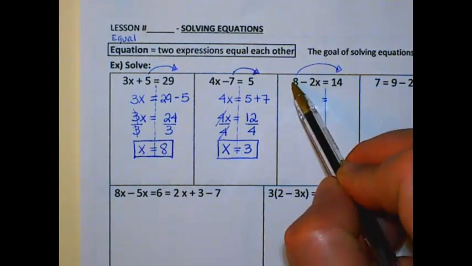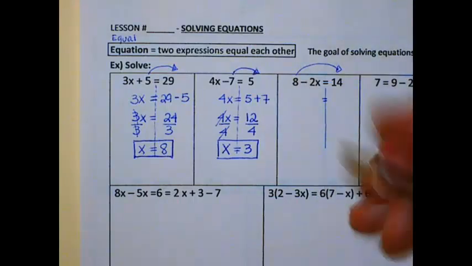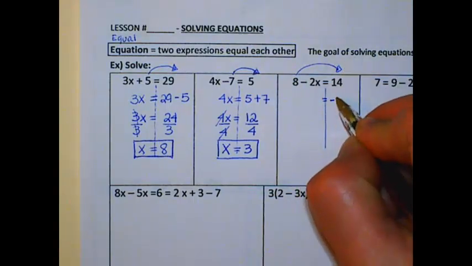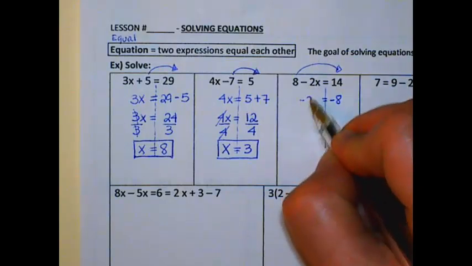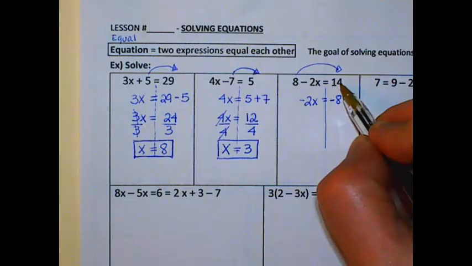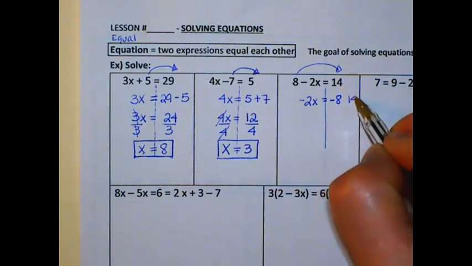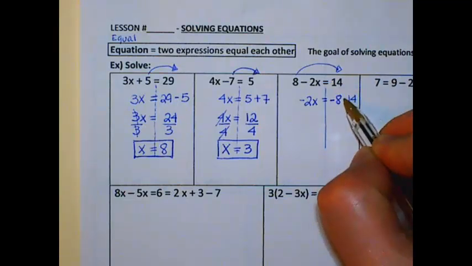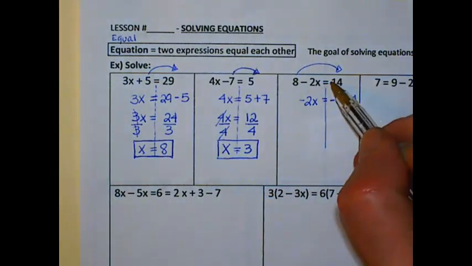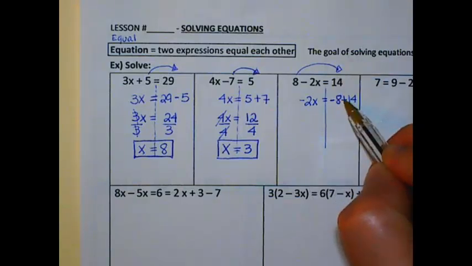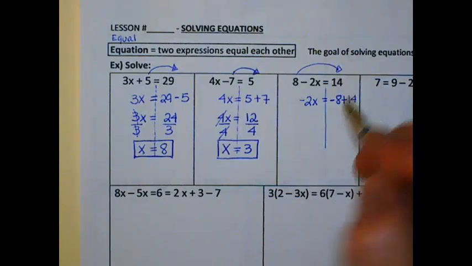That 8 is a positive 8. So when I move it to the other side, it's going to become negative 8. The negative 2x, I'm going to bring it down. The 14, I'm going to bring it down. Now remember, 14 does not have a sign, but because it's going to be after the 8, I must put the sign, so it's positive 14 right there. Remember, if a number does not have a sign, it's positive. But if you put a number in front of it, that positive has to become visible.